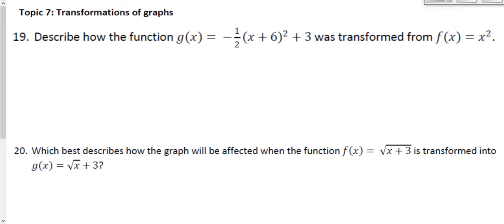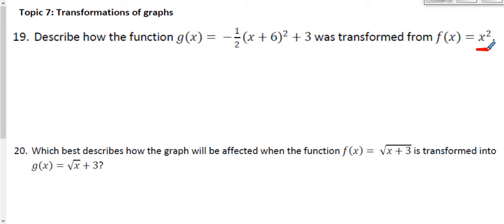Alright, this is going to be a pretty short video about topic 7 from the Algebra 2 CFE review. So we're looking at questions 19 and 20, which are all about transformations of graphs. Now we've gone over transformations several times this school year, so it should come as old news. We want to go ahead and describe how this function is going to be transformed from its parent function, which is x squared. So we're looking at all the different ways that this is changed from x squared.